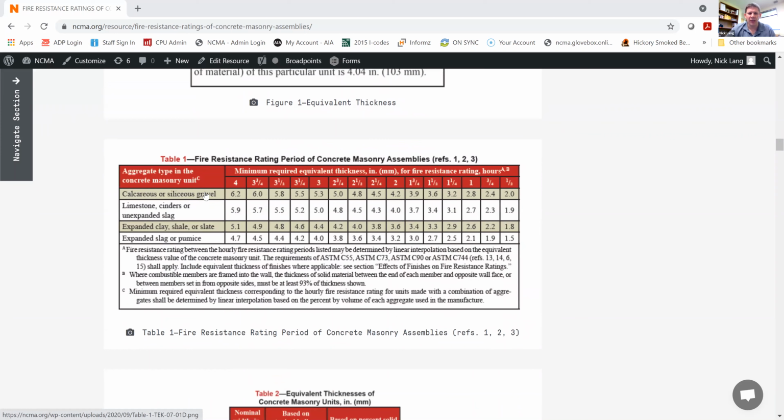And so if you know those two things, you can utilize Table 1 in Tech Note 7-1D to figure out how much equivalent thickness you need in order to meet the fire rating for a given application. We also have a lot of other resources on fire rating on our website, as well as a fire resistance rating calculator that's spreadsheet based. And hopefully, if you're trying to figure these things out, those are excellent resources. The main one, again, is Tech Note 7-1D.